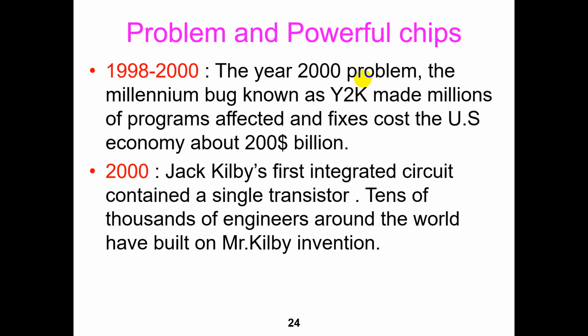Problems and powerful chips. Between 1998 and 2000, the year 2000 problem, the millennium bug known as Y2K, affected millions of programs, and fixing it cost the US economy about $200 billion. In 2000, the Intel third integrated circuit contained a single transistor. Tens of thousands of engineers around the world have built on this invention.